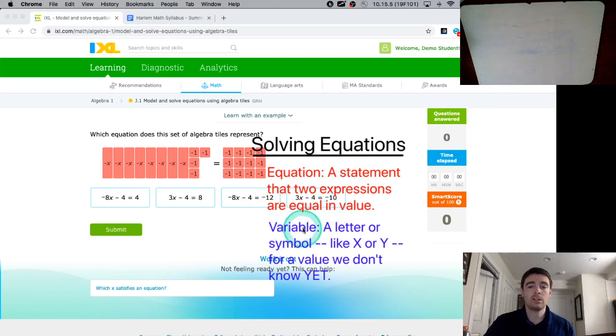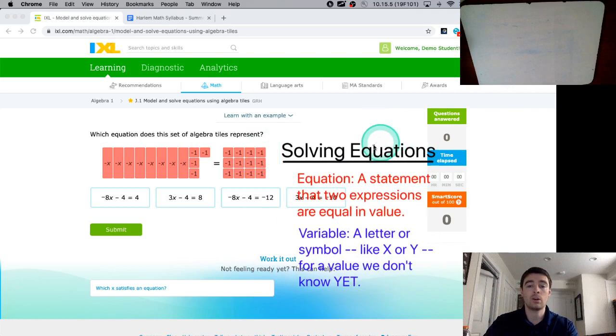A second key term to understand when we're solving equations is variable, because the equations that we need to solve have a variable in them. A variable, you should recall, is a letter or a symbol. We often use X or Y, but it can be any letter or symbol, and we use it for a value that we don't know yet. When we're solving equations, our big goal is to figure out, almost like a puzzle, what value for that variable makes the equation true.